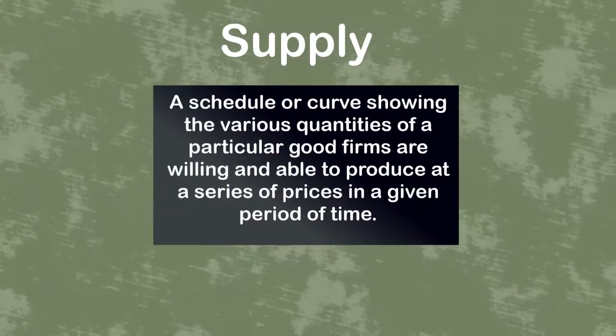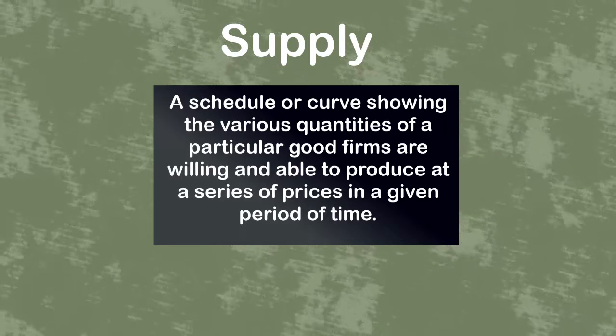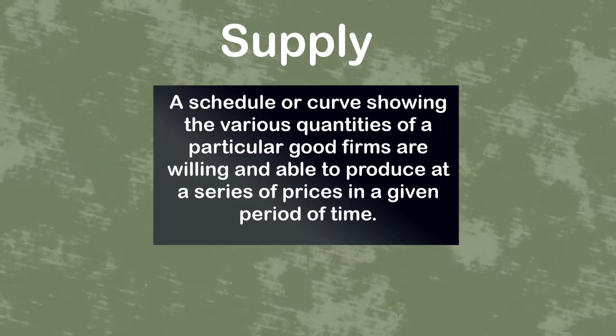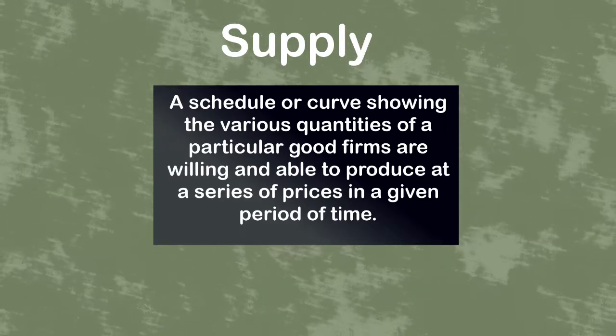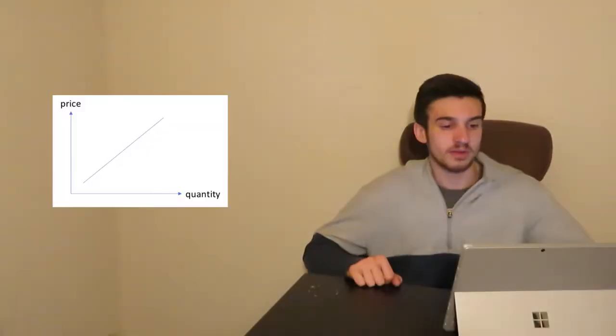Now, with every demand good, there must be a supply curve, and that's what we're going to be talking about next. So supply is a schedule or curve showing the various quantities of a particular good firms are willing and able to produce at a series of prices in any given period of time. Supply is upward sloping since the supply of a good is directly related to the price of a good. At higher prices, more firms find it profitable to produce a certain good or service. Therefore, the quantity supplied of that good or service is going to increase.